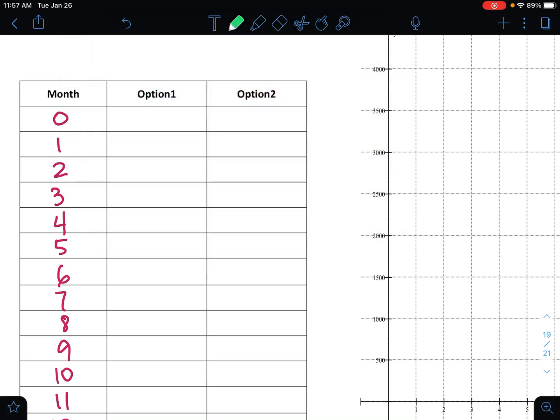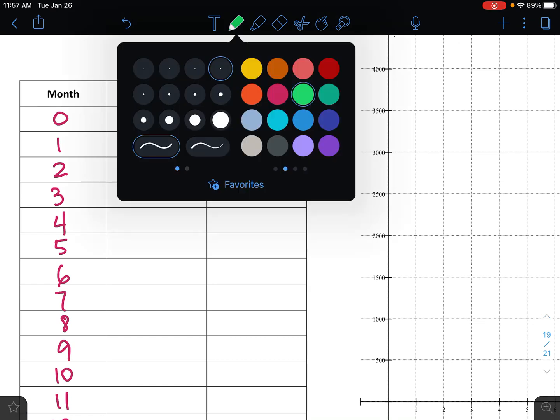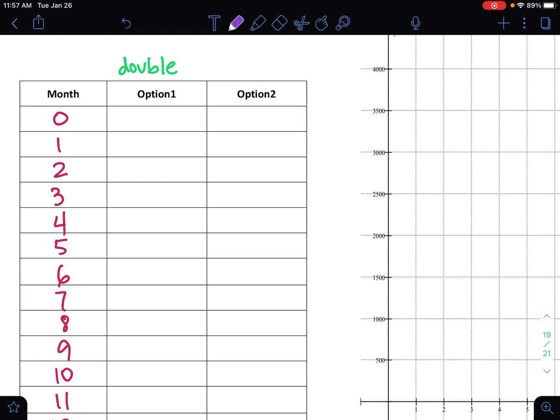Now, option 1 and option 2. Above option 1, will you write the word double? We're going to double everything in a moment. And then, in a different color, option 2, we are just going to add. Let's say this is money. Let's say we're going to add $100 every time. Option 1, at month 0, let's say we're going to start off with $1. And then on option 2, we're going to start out with $500.